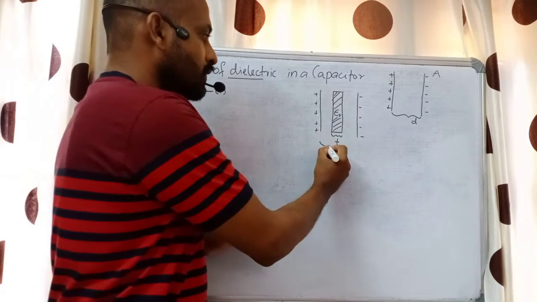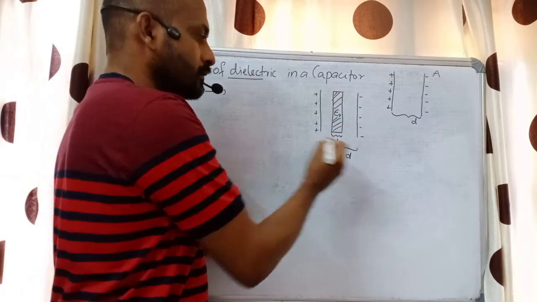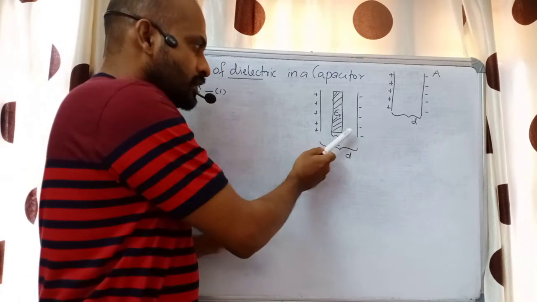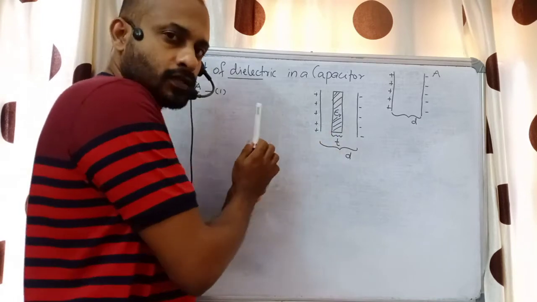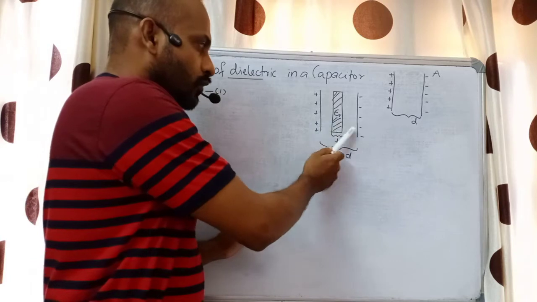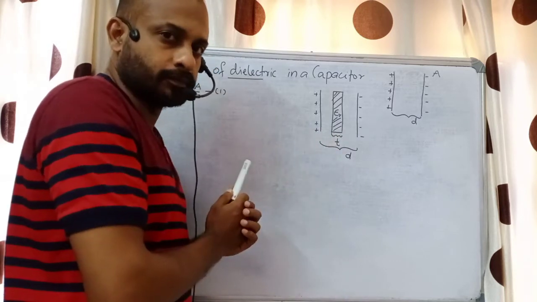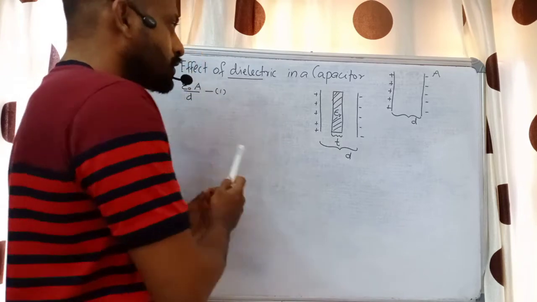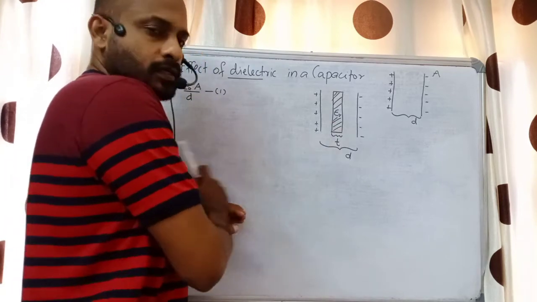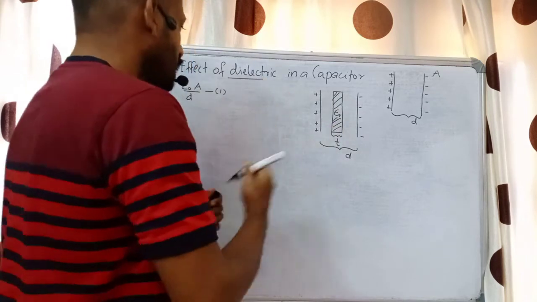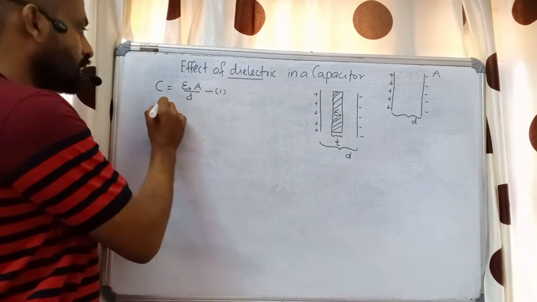Now the distance between the plates is small d. In the capacitor, in these two regions, there is no dielectric medium, only vacuum. But in this region we have a dielectric medium. We can write the equation for the electric field in these two regions, one the vacuum region and the other the dielectric region.